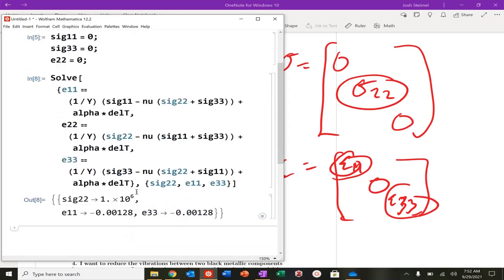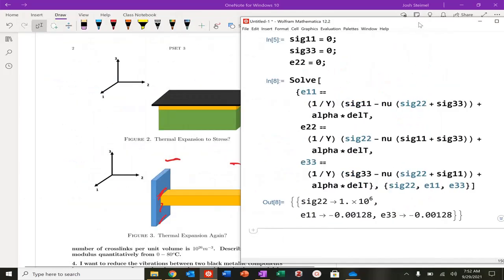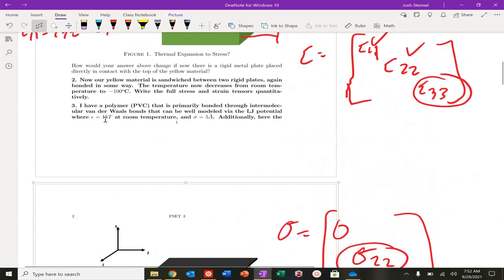So the strain in the 1-1, again, is going to contract. Makes sense. 3-3 as well. And then the stress there, again, it's basically in tension because the material wants to contract, but it's being pulled in the opposite direction. Makes sense. Fantastic. So now let's get into problem 3.